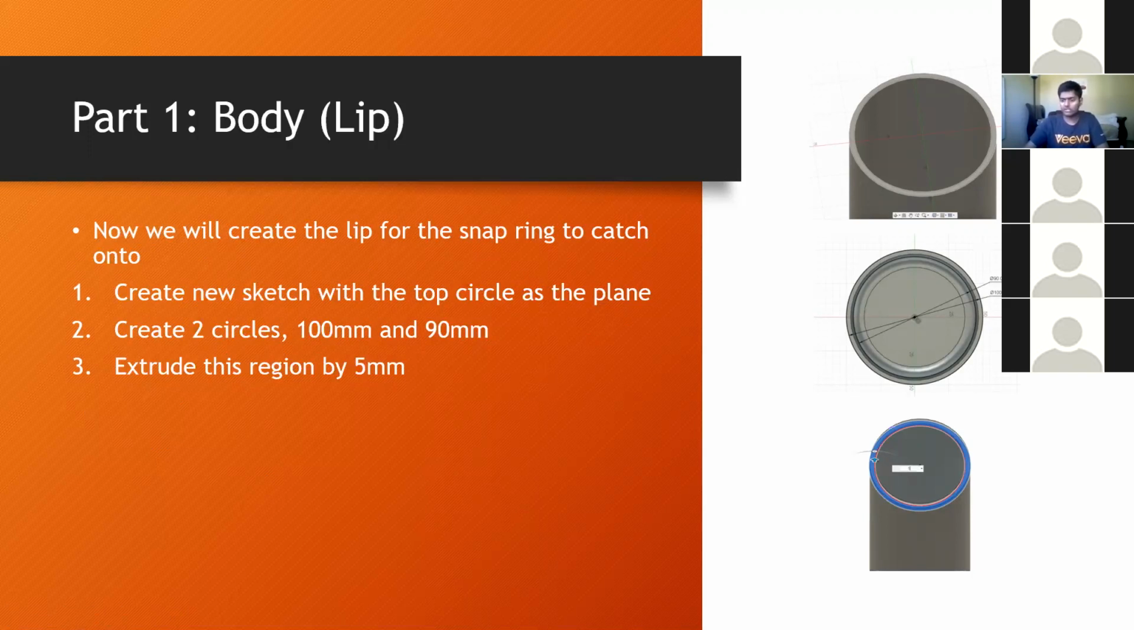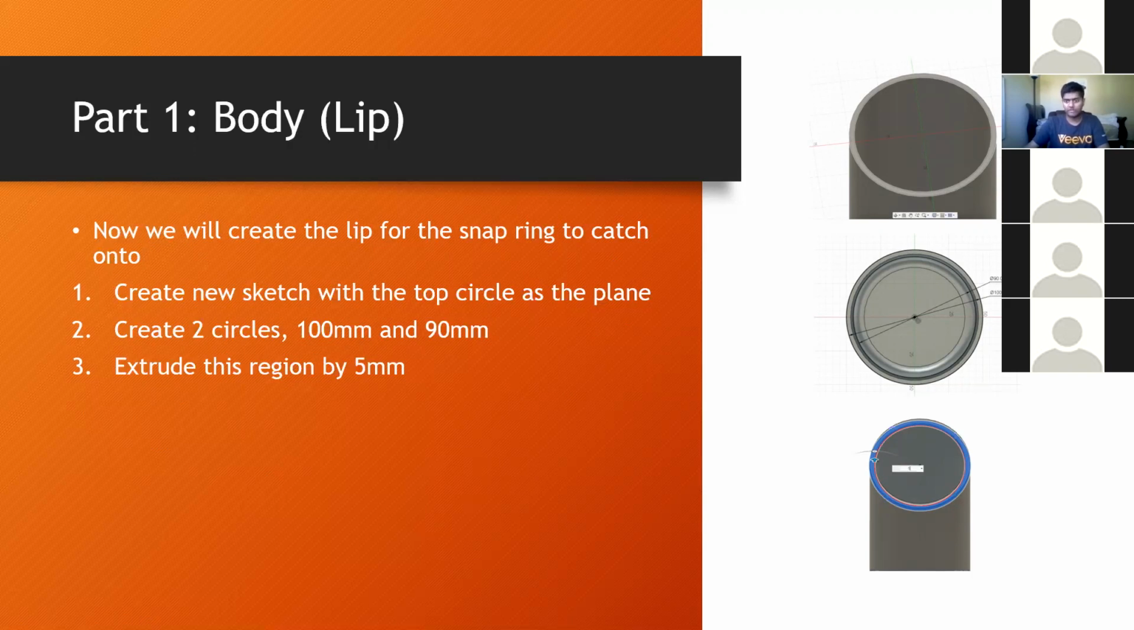So let's create a new sketch. We're going to specify the plane of the sketch to be this circle right here, not the edge, not anything else, just this circle right here. And we're going to create two circles. Like before, I don't care about the size. I just want to create two circles.